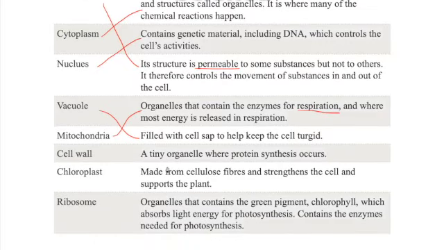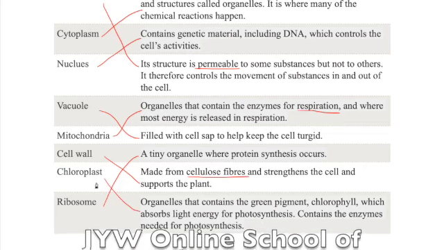Next one, a tiny organelle where protein synthesis occurs. That be ribosome. Ribosome is a very tiny organelle. That is where the protein is made. Cell wall, and the chloroplast, let's look at, made from cellulose fiber and strengthen the cell and support the plant is cell wall. Yeah, cell wall is a very tough material. It is made of cellulose fiber. It's only provide the cell with that strength. It support the cell.